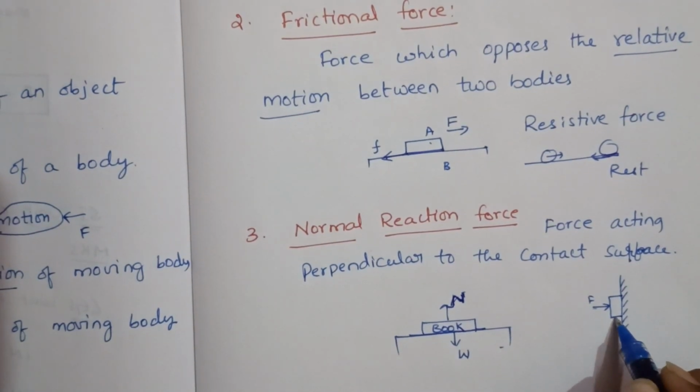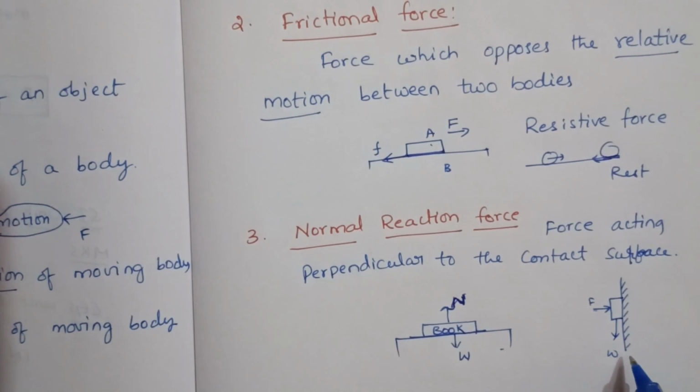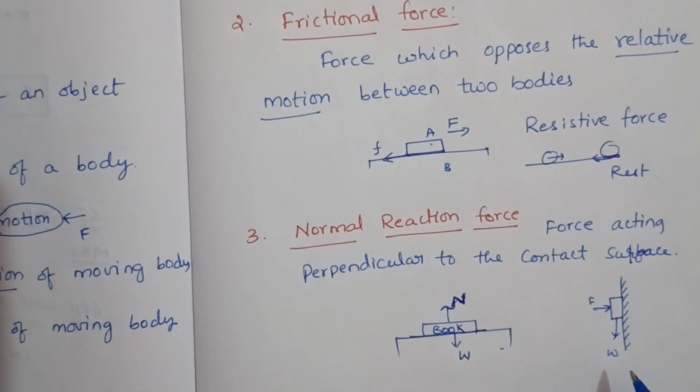Now what is the direction of weight? This is the direction of weight. Weight is always towards the center of earth. So weight is acting in the downward direction.